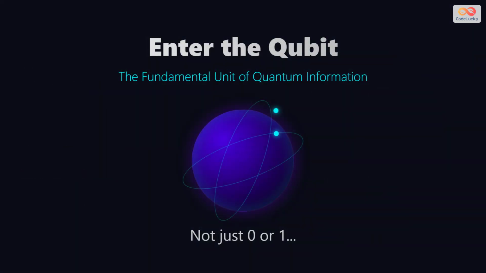But quantum computers operate on a completely different set of rules. They use what we call a qubit, or quantum bit. Unlike its classical cousin, a qubit is not limited to just being a plain 0 or a plain 1. It operates in a much richer mathematical space.